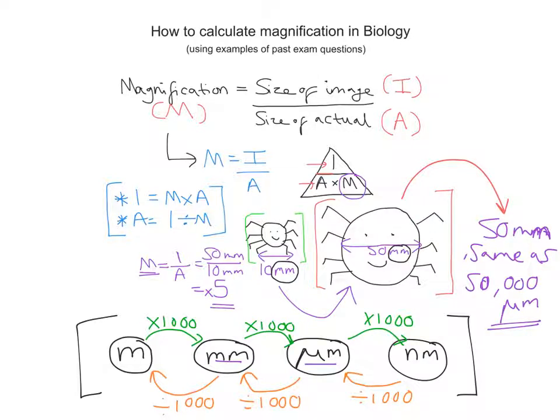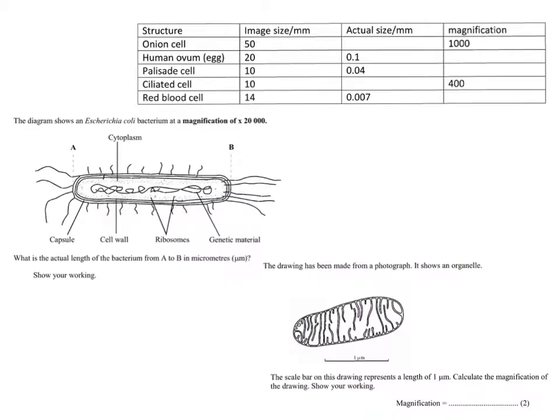So let's put this into context and talk about some real exam questions. Here we've got 3 real IGCSE past questions. Let's start at the top with number 1. Very basic, you're given a table with different structures in. You can see onion cell, egg cell, palisade from a leaf, ciliated red blood cell. We're given the image size. Notice we're given the size in millimetres again, and the actual size is in millimetres, so we don't have to do any converting here. And over to the right hand side we've got magnification.